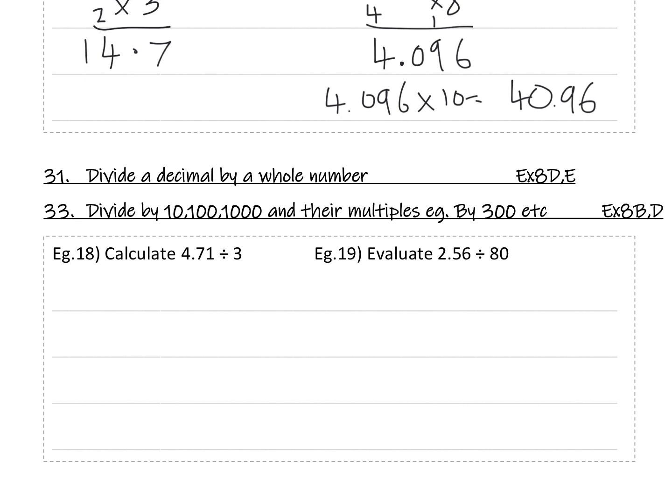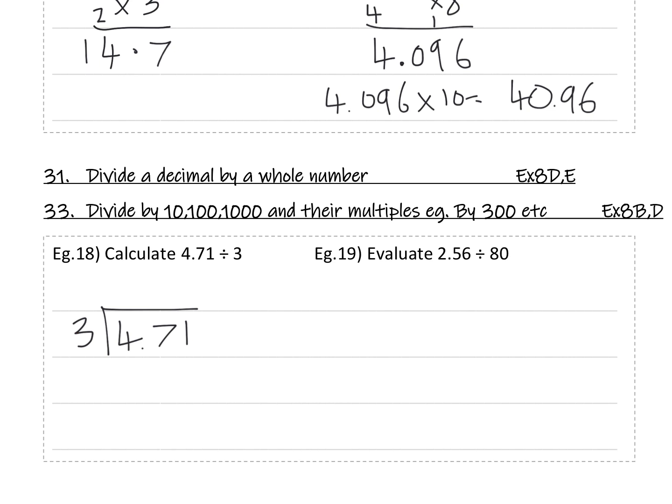So in example 18, we're dividing by a whole number, so we can use the bus stop method like at the start of the year. And again, it's because we are dividing by a whole number, not a decimal. That's why we can just do this simple method.